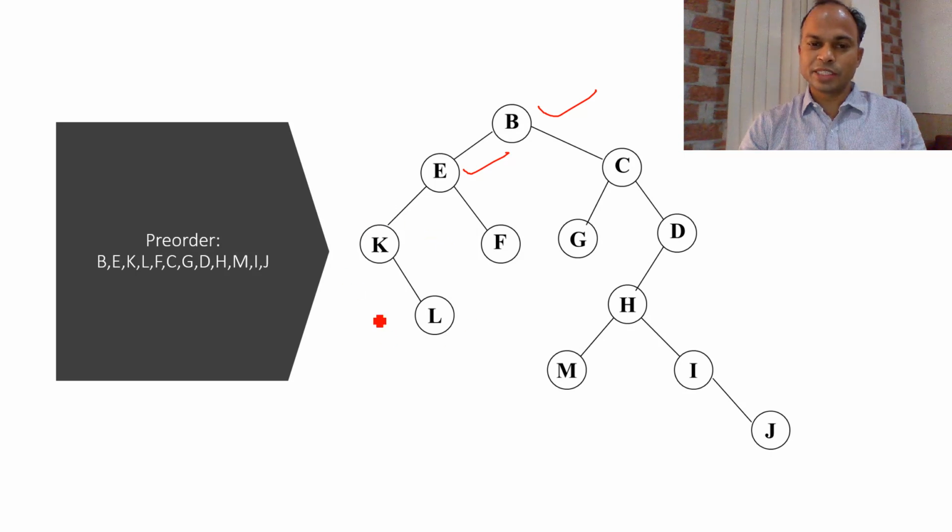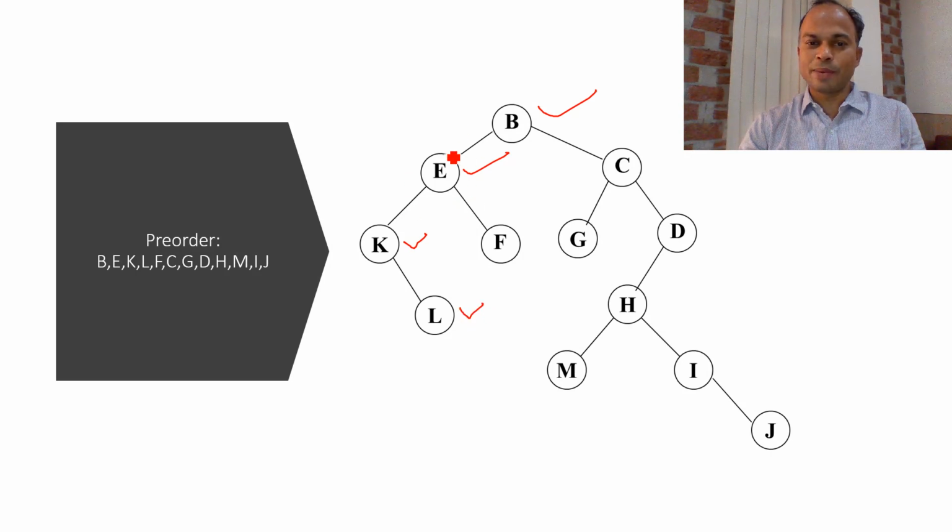Further, this is the left subtree, and K is the root of the left subtree. We have to visit the root first. I mean we are visiting the K. And no left is available. Root has been visited. No left is available. We have to visit the right part. We are visiting the K.